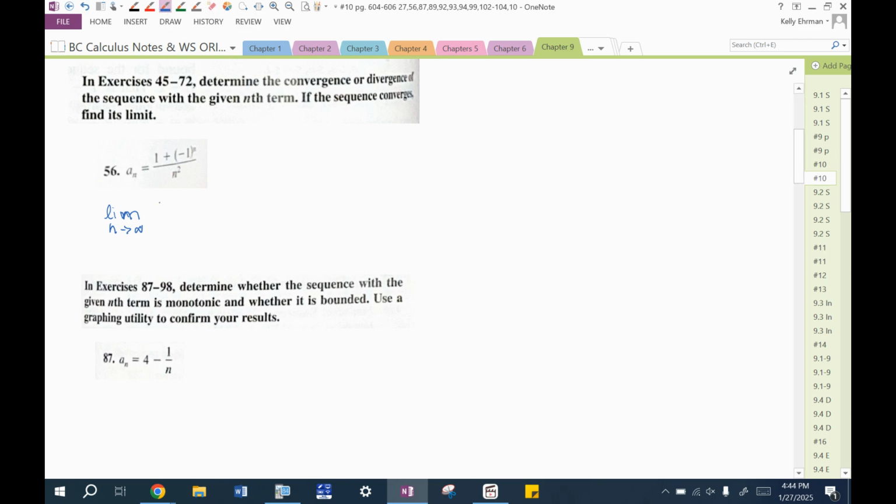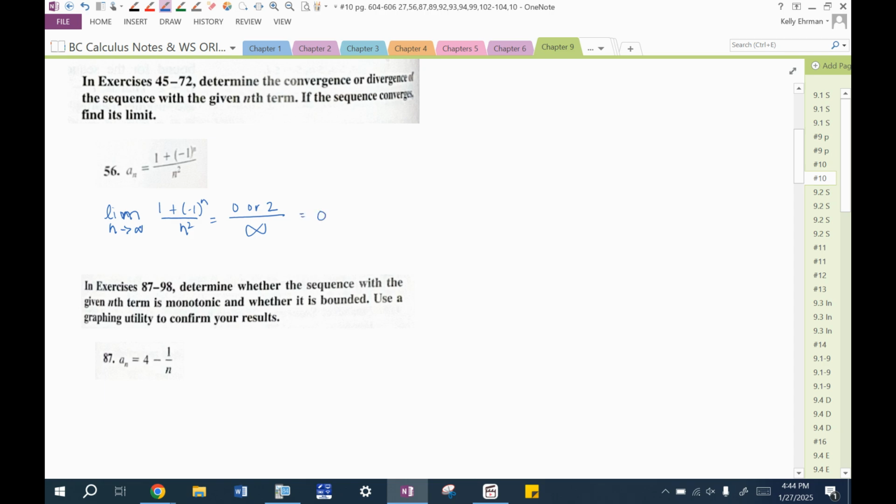I split it up in homework number 9. But let's just look at this. What if we just leave it all together? So the top is either going to be 1 plus 1 or 1 minus 1. So the top is either going to be 0 or 2. But that part doesn't matter because the bottom is going to be infinity. So we're going to get 0 either way.